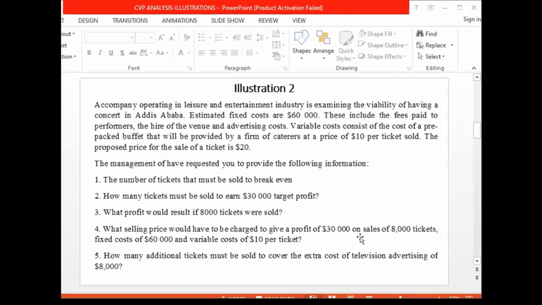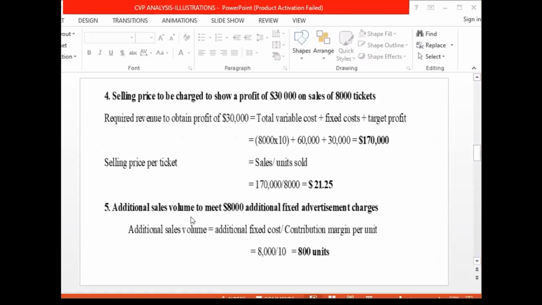So how do we go about that? Additional sales volume to meet 8,000 additional fixed advertisement charges. So additional sales volume is equal to additional fixed cost divided by contribution margin per unit.